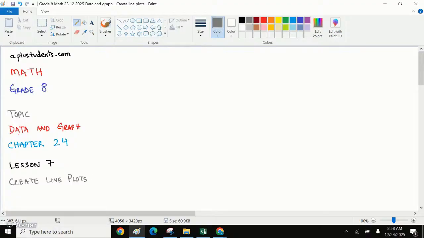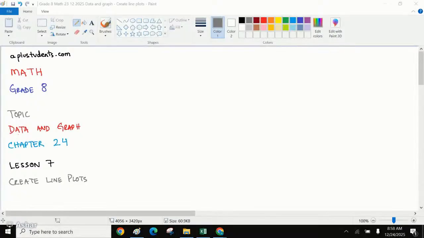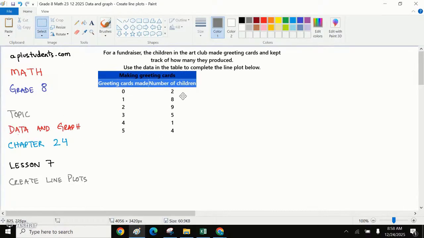Today, with the given information, we will be creating line plots. Let's see what line plots are. We did it in the last lesson also. You can always review the previous session. So the question states, let's just copy down the question. Okay. The first question says this.